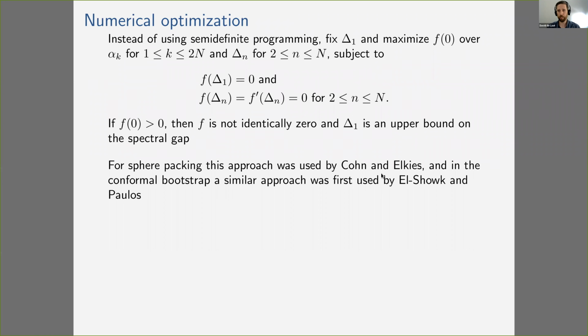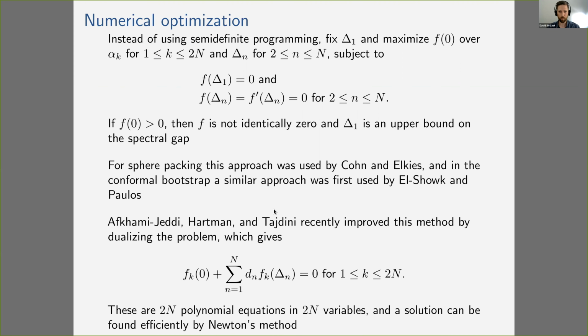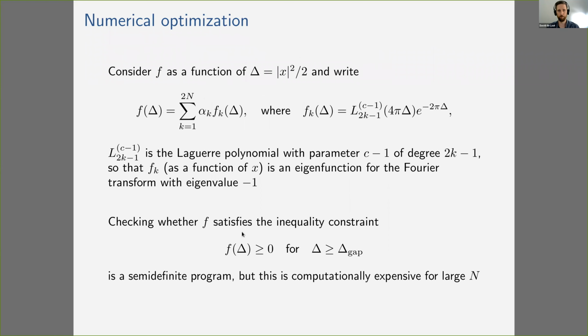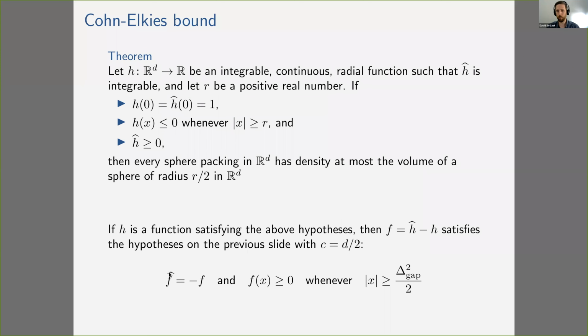For sphere packing, this approach was used by Kohn and Elkies in the original paper where they introduced the Kohn-Elkies bound. And in the conformal bootstrap literature, a similar approach was used by Alciak and Paulas. Recently, the co-authors from physics in this project improved this method by dualizing the optimization problem we have here.